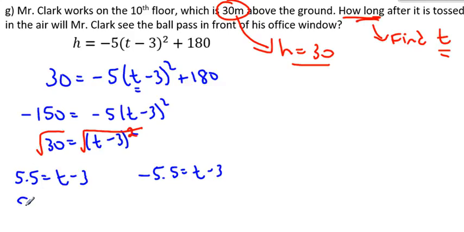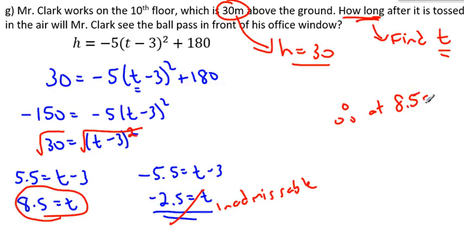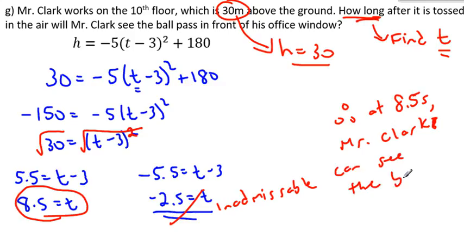So add 3 here. Add 3 here. And again, one of them doesn't make sense. It doesn't make sense to talk about negative time, so that's inadmissible. So my answer would be 8.5 seconds. So therefore, at 8.5 seconds, Mr. Clark can see the ball because it passes by his window.